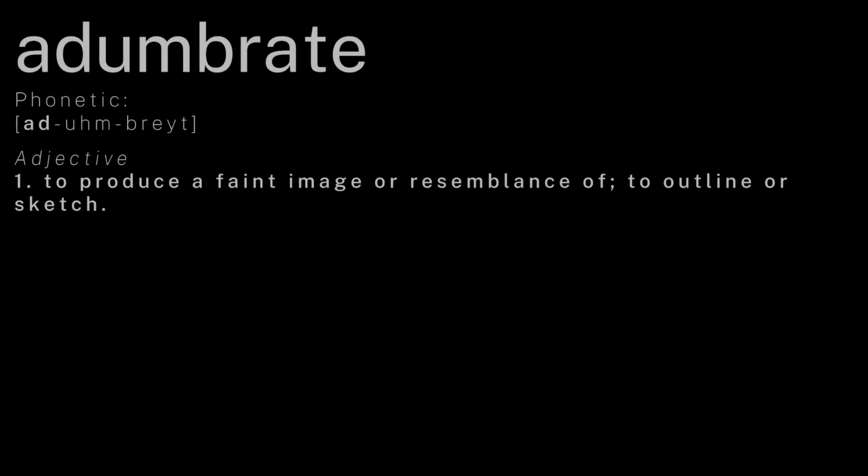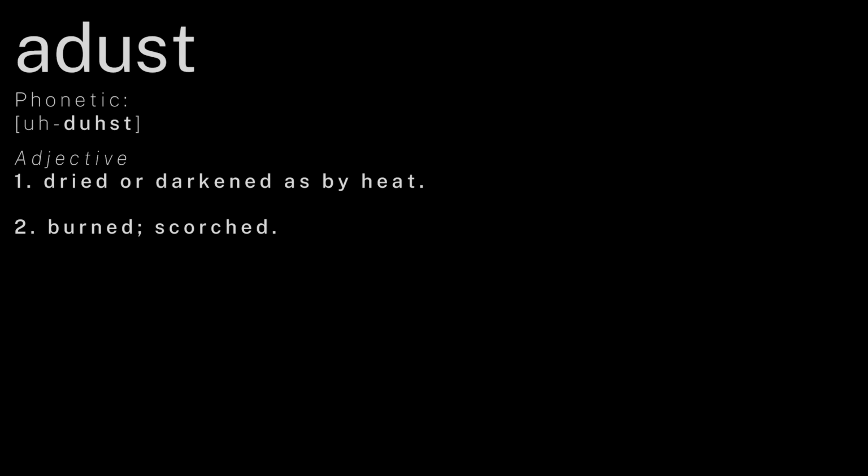Our 46th word is adumbral, which is an adjective that means shadowy, shady. Our 47th word is adumbrate, which is a verb that means to produce a faint image or resemblance of, to outline or sketch. Our 48th word is adust, which is an adjective that means dried or darkened as by heat. It is also burned, scorched.